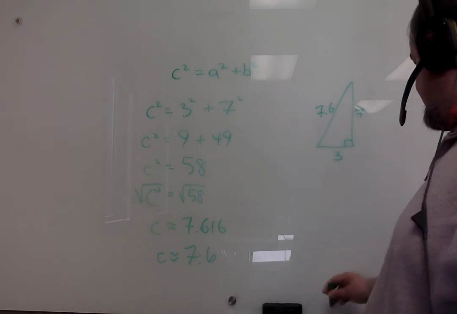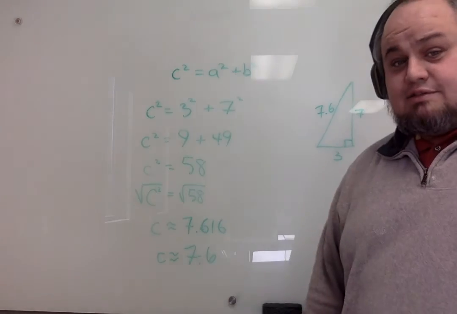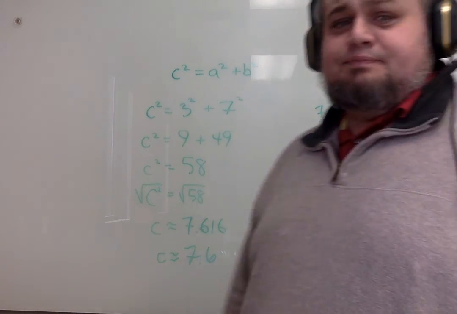So that's all there is to using the Pythagorean rule to find the hypotenuse of a triangle. Next time, we're going to use the Pythagorean rule to find one of the legs. It's pretty exciting stuff. So stay tuned.